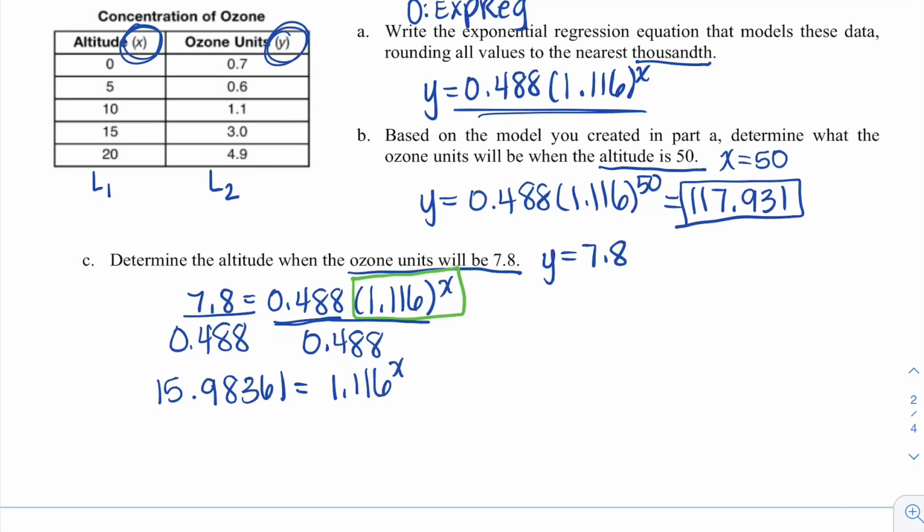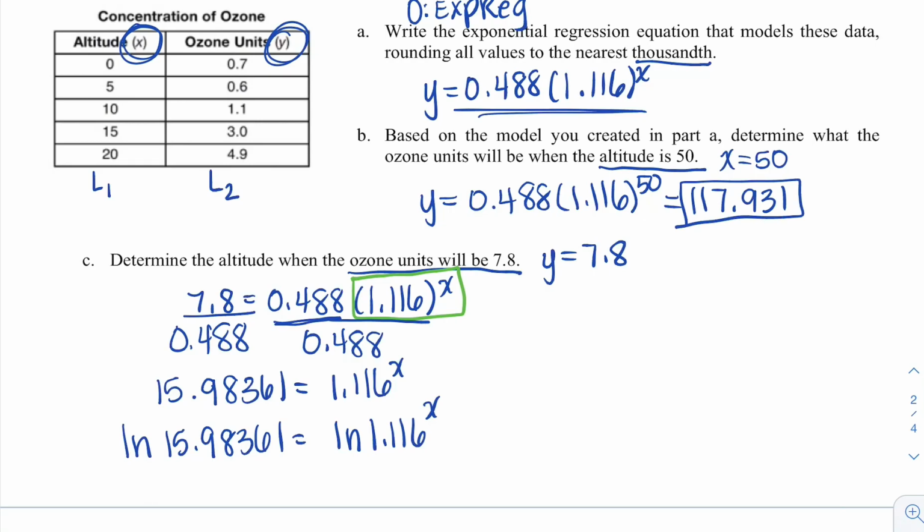And now this is when I can bring in those logarithms. You can use the log on both sides or ln on both sides. It's honestly up to you. I tend to use ln, but it literally does not make a difference. So I'm going to make the left-hand side ln of 15.98361, and then the right-hand side ln of 1.116 to the x.